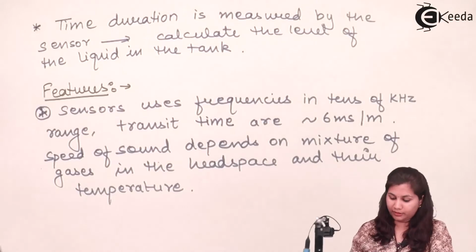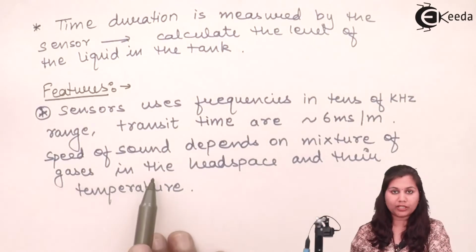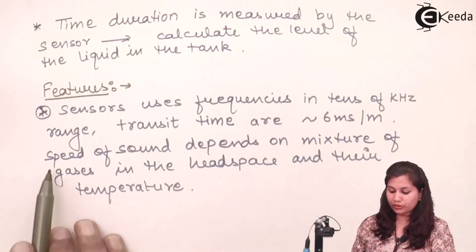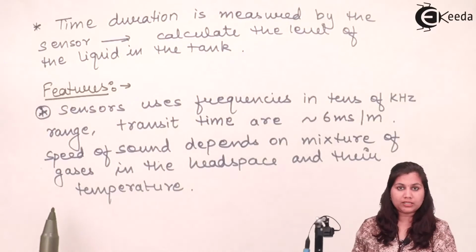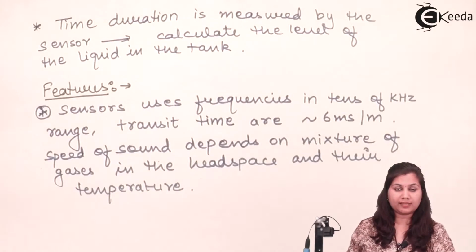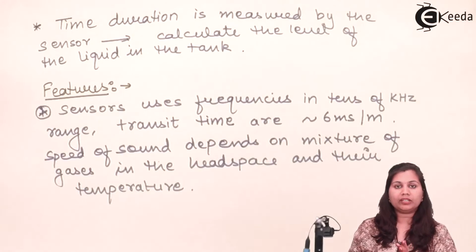So the feature is that here the speed of the sound depends on the mixture of the gases in the headspace and their temperature. So to reduce the effect of the temperature, these ultrasonic level sensors must include a temperature sensing device which is continuously measuring the temperature of the gas between the sensor and the liquid level, so that we can get the correct measurement of the distance and the time, and the correct measurements for the level also.